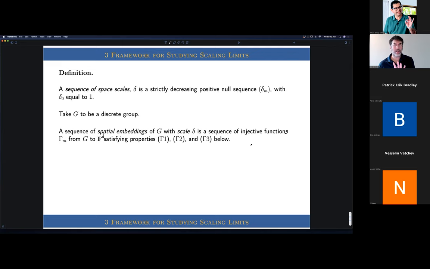Are we okay with this right now? I just want to make sure that we're okay with the ideas. We're going to give an example of, and well, the whole talk is really about the examples of this.